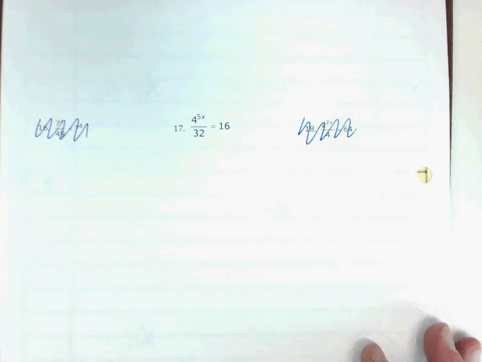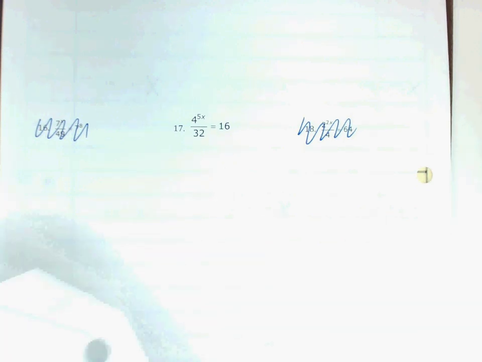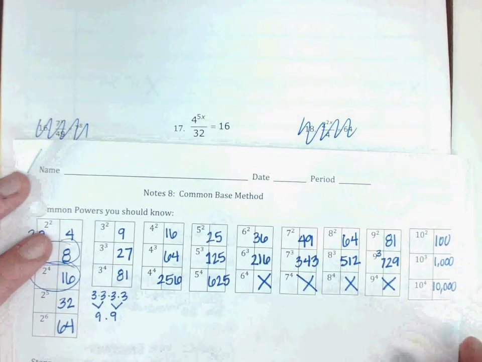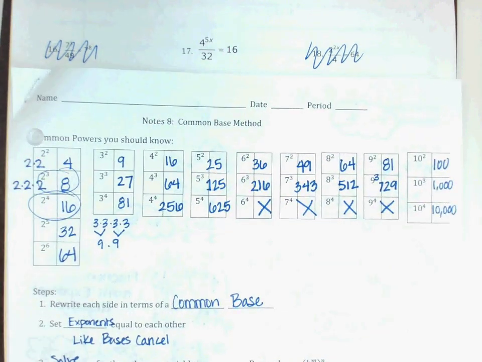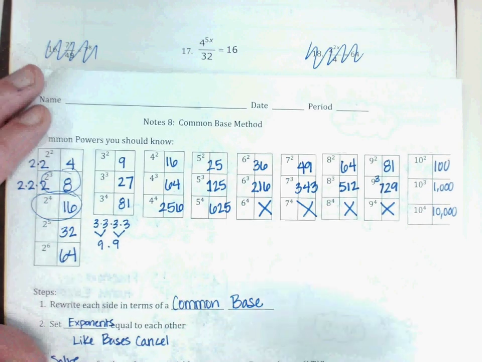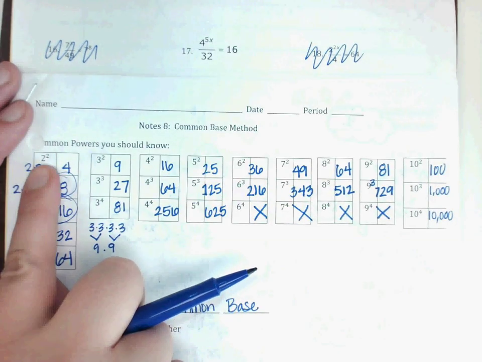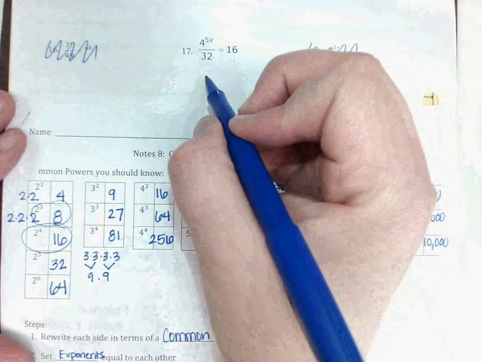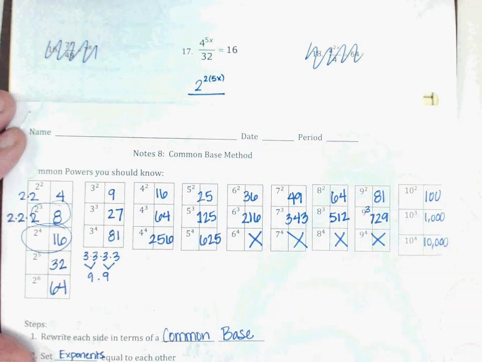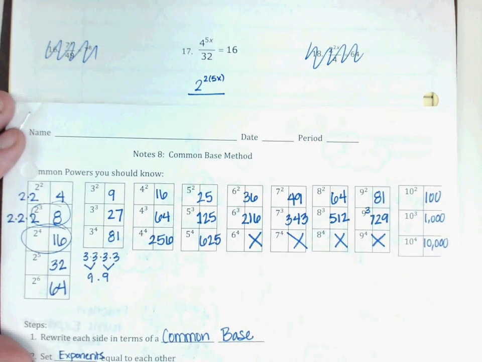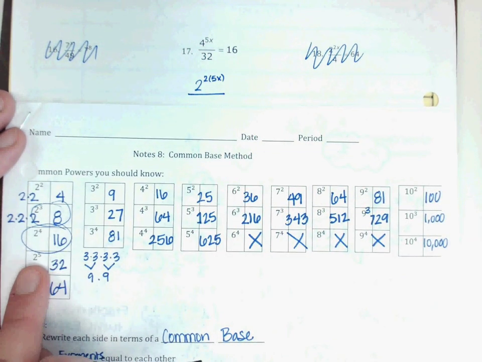Okay, can 32, yes or no? Look at your chart. Can it become a base 4? 32, is it in your 4 chart? No, then I have to go smaller. So I have to go down to what base? 2. So what is 4 as a base 2? 2 squared. So I have 2 squared with a 5x left over. What is 32 on the bottom? 2 to the 5.